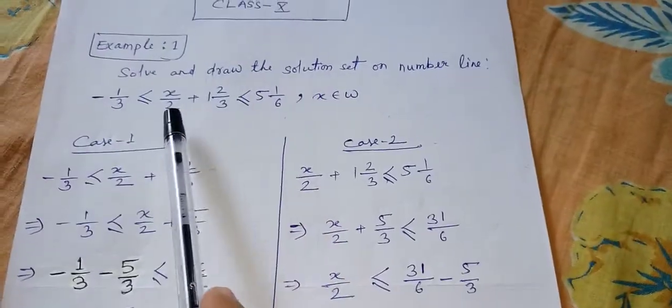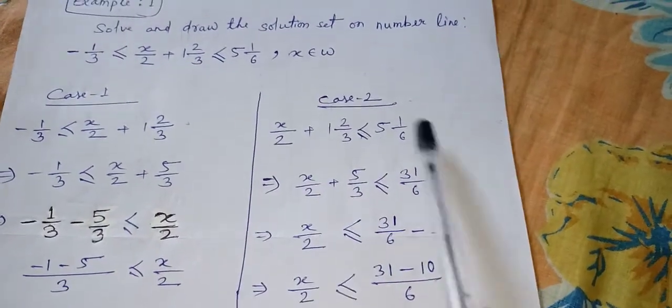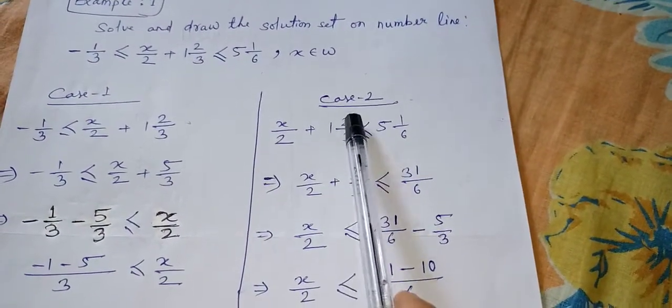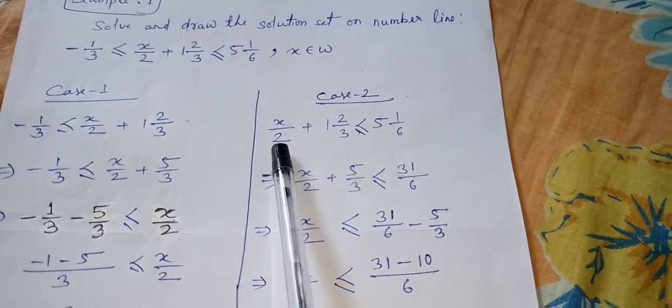Now case 2, I have to write from x by 2 till 5 whole 1 by 6. The same thing I wrote: x by 2 plus 1 whole 2 by 3 less than or equal to 5 whole 1 by 6. Now I will arrange it first.